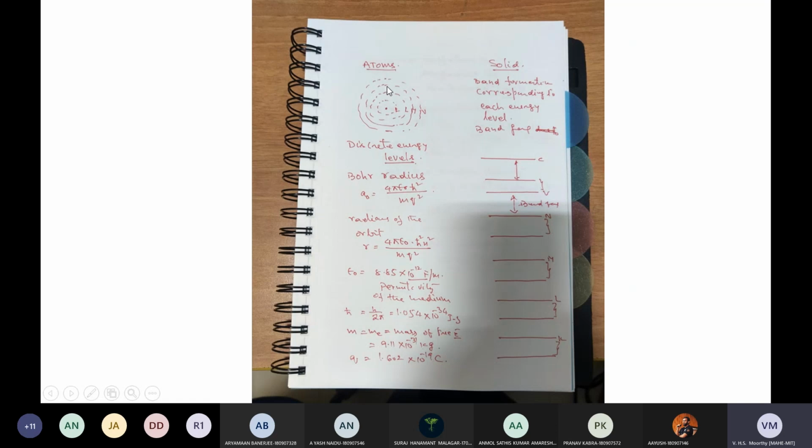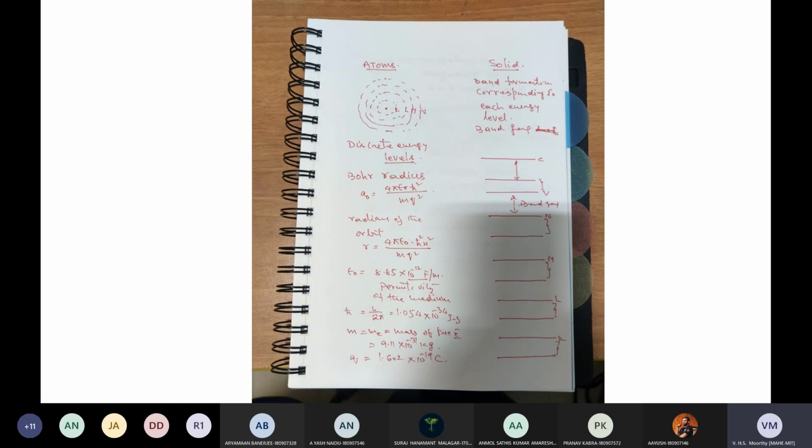But what I want to say is that once we go from atoms to solid, we are going from discrete energy levels to bands. So now you see K, L, M, N, then band gap, then valence band, conduction band. Atoms have discrete energy levels, solids exhibit what is called band structures. This is an important thing. Whenever band structure comes into place, we are talking about a solid.